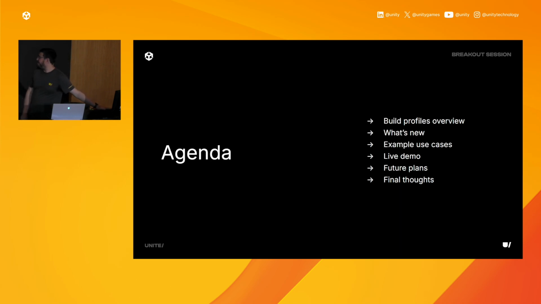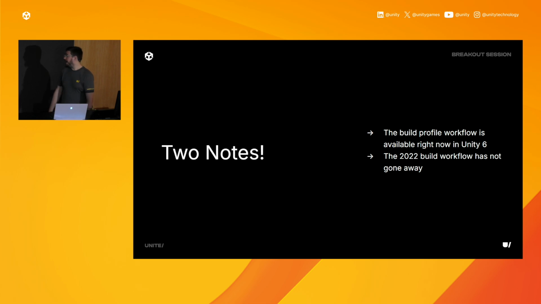Here's a brief overview of what we're going to look at today. We're going to have a look at build profiles, what they are, what problems they try and solve. We're going to look at some code for the new API. We'll look at some example use cases and talk a little bit about where all this is leading in the future. We can also, time willing, jump into a live demo of the workflow itself, which I think is helpful to see where these things live inside the editor, and hopefully some Q&A at the end too.